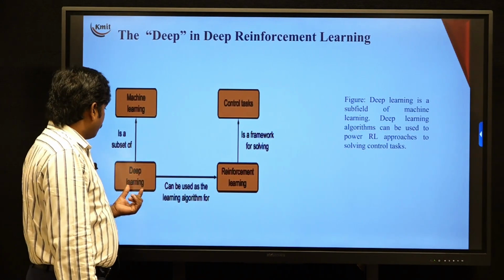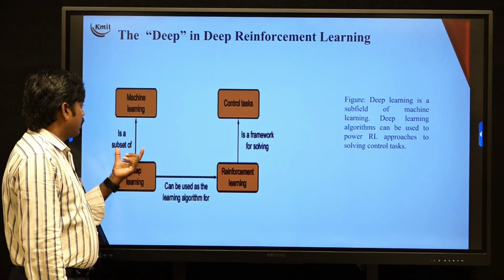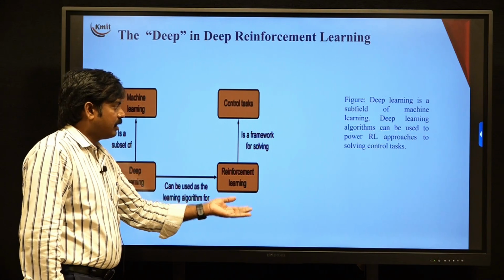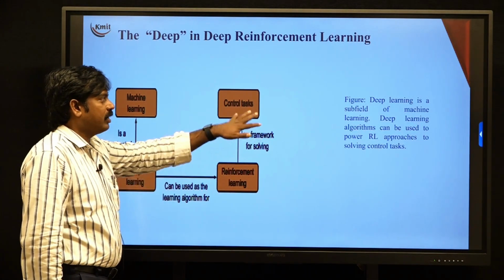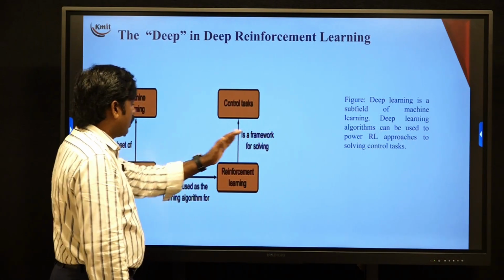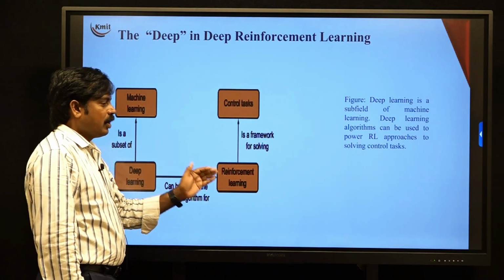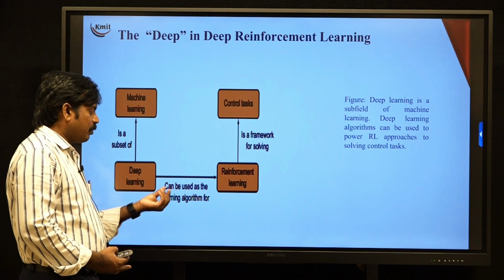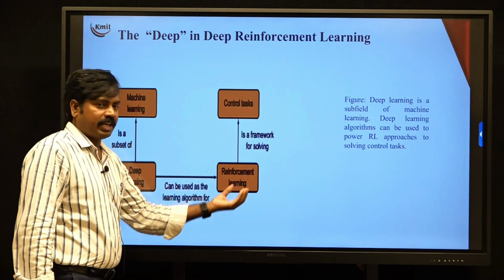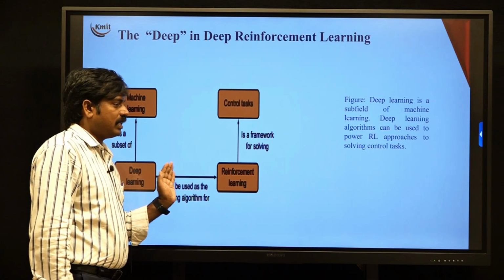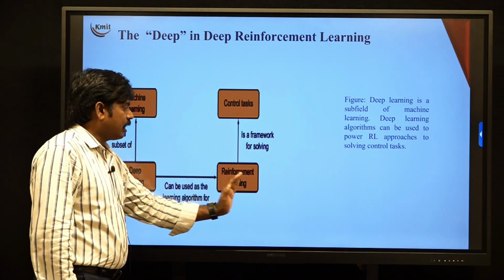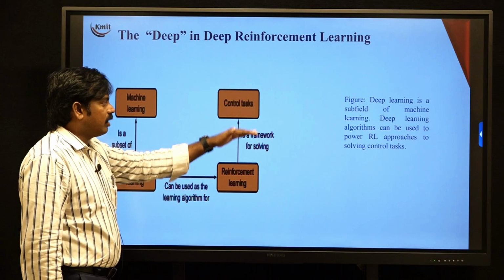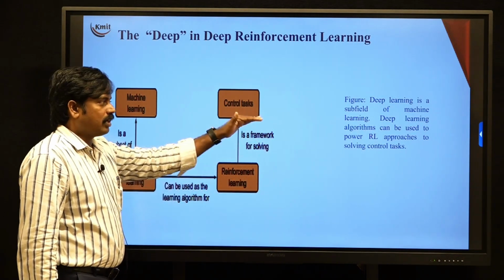Deep learning is a subset of machine learning. Deep learning can be used as the learning algorithm for reinforcement learning. Reinforcement learning is a framework for solving control tasks. This is the relation between deep learning and reinforcement learning. We are using them in combination, and that is deep reinforcement learning. Reinforcement learning acquires the knowledge from deep learning algorithms to solve the control task.